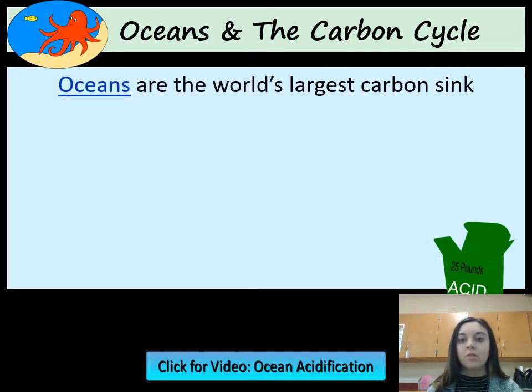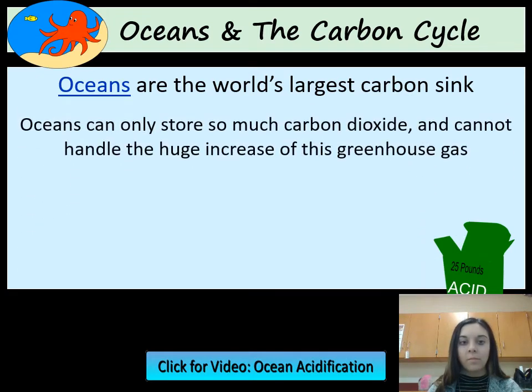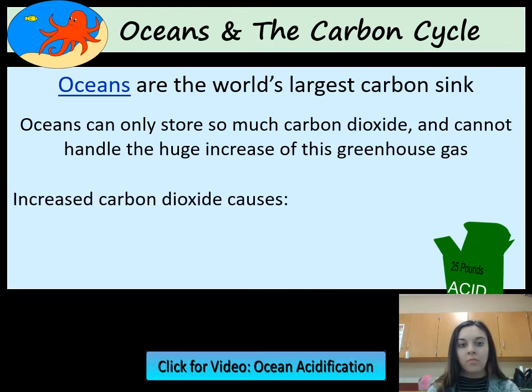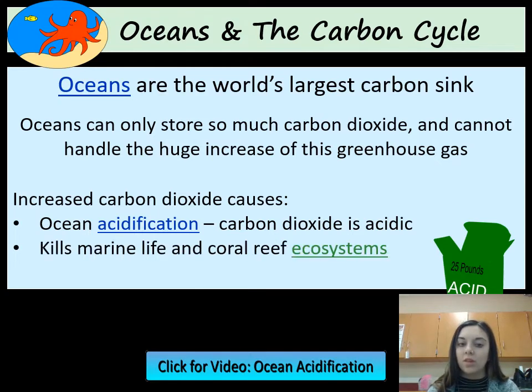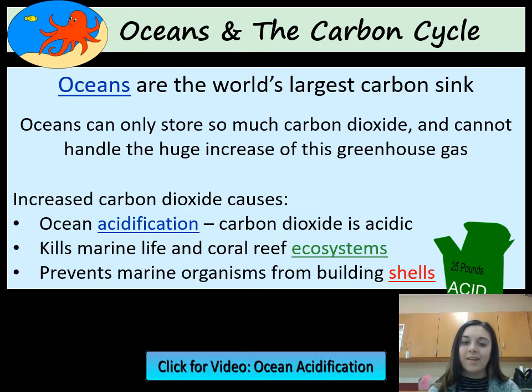Okay, oceans. They're the largest carbon sink. They store as much carbon dioxide as they can, but they can't handle all of the greenhouse gases that we are emitting, by transportation and factories. When we have that increased carbon dioxide, it makes the oceans acidic, okay? And acid can be detrimental, it can be harmful to anything that lives in the ocean. Kills marine life and coral. And it can prevent some organisms from building their shells that protect them.